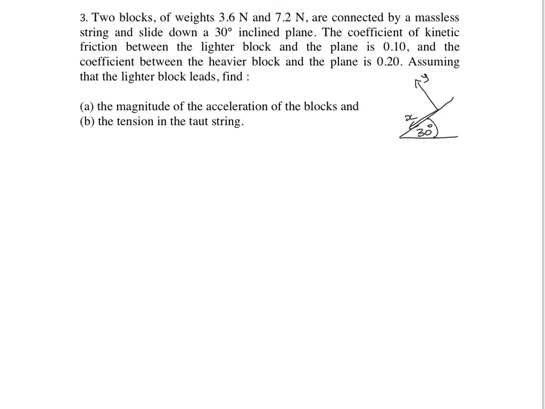Okay, so we want to look at the net force along the plane. This is going to give us our acceleration along the plane. We need to draw a force diagram for both blocks separately to get an equation for each, and then solve those simultaneously to get A and T. So let's have a look at our first block, block A, and that is the lighter block at the bottom.